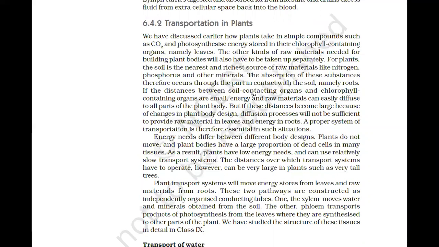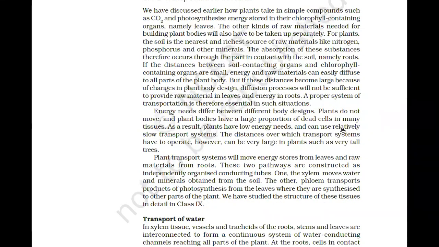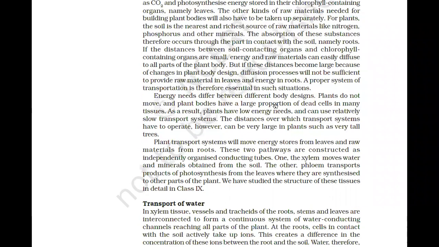If the distances between the soil contacting organs and chlorophyll containing organs are small, energy and raw materials can easily diffuse to all parts of the plant body. But if these distances become large because of the changes in plant body design, diffusion processes will not be sufficient to provide raw material in leaves and energy in roots. A proper system of transportation is therefore essential in such situations.